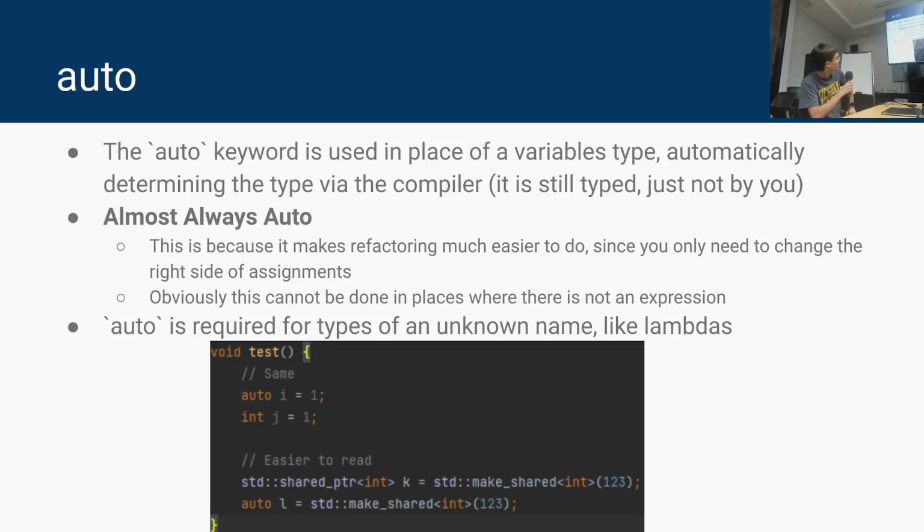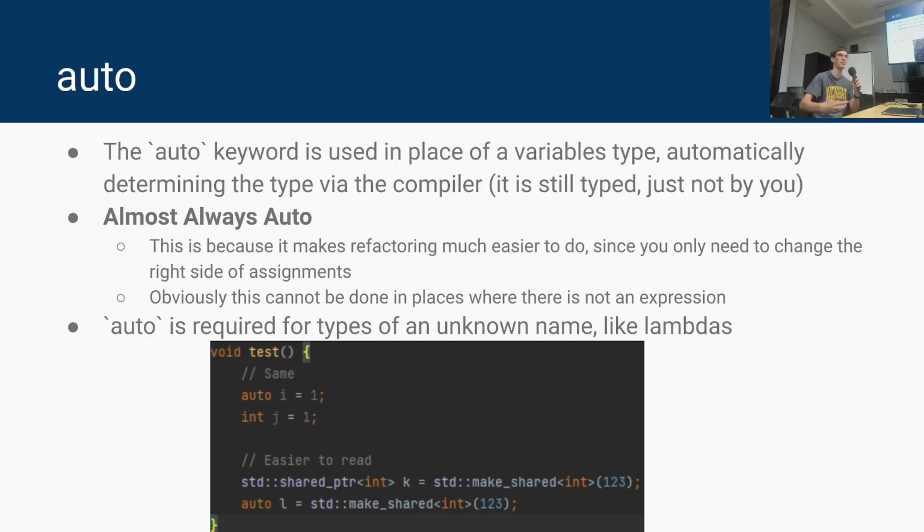So auto, I've been using auto a ton. Auto is exactly the same as var in C# and Java. Basically, you put it wherever you would put a variable, and that variable's type can be automatically deciphered by the compiler. For example, you can't put auto in a function signature because it would have no idea what you want that type to be.